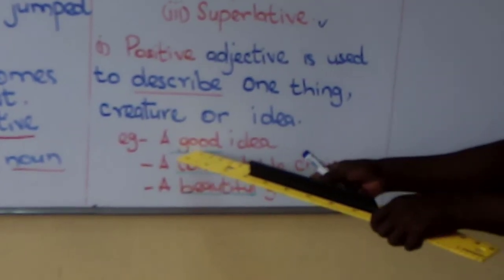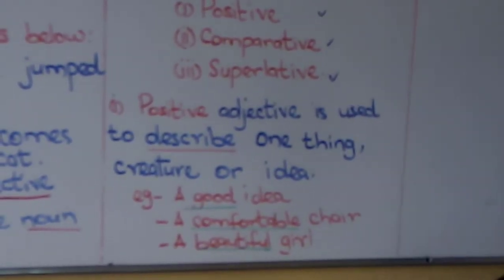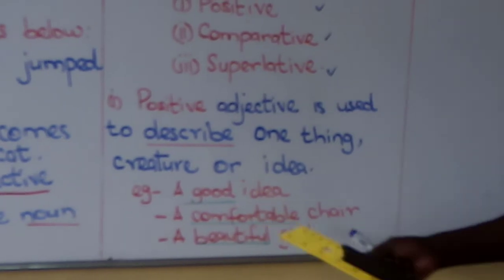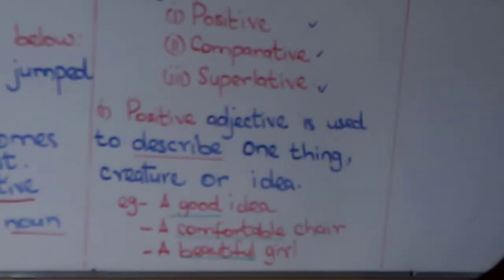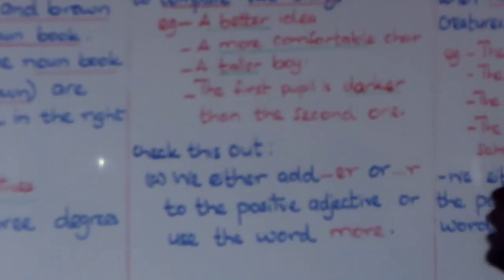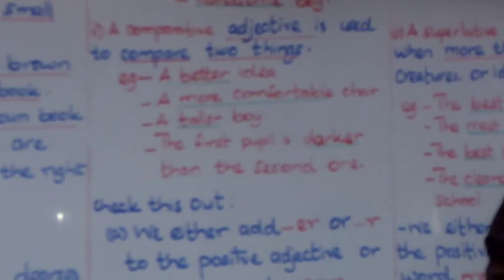Like, for example, here, a good idea. The word good is a positive adjective. Comfortable chair. The word comfortable is a positive adjective. Beautiful girl. The word beautiful is a positive adjective. A handsome boy. The word handsome is a positive adjective. I hate to put handsome because boys would tell me I am only favoring girls. So you can also choose other positive adjectives and in your own way construct sentences, putting the adjectives before the nouns. Thank you.